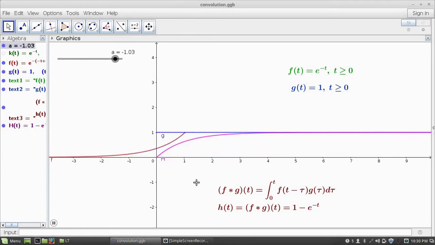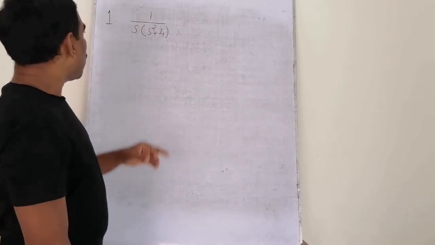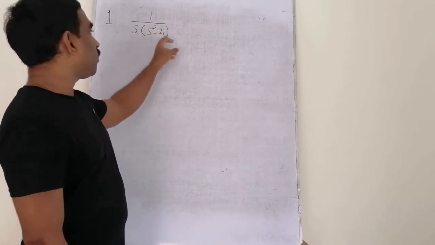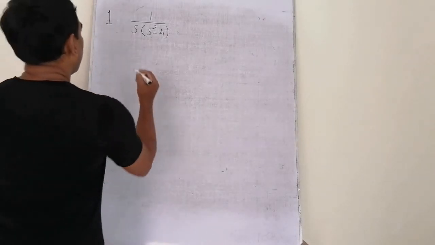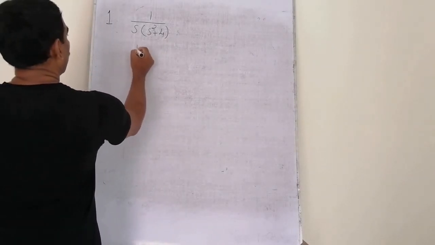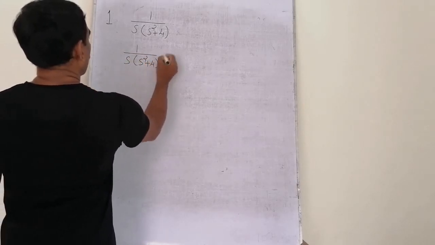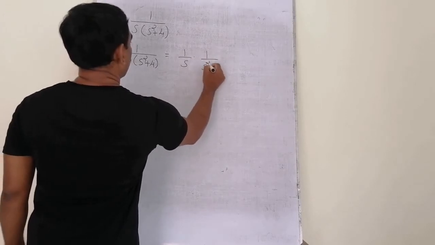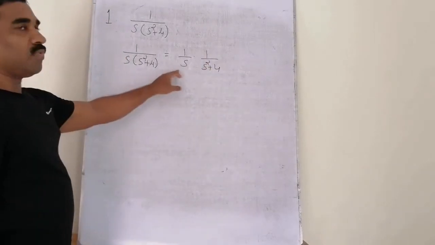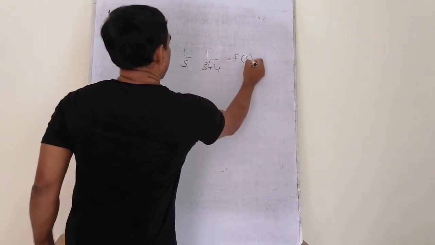Consider the problem of finding the inverse Laplace transform of 1 by s into (s square plus 4) using the convolution theorem. First of all we can factorize this expression 1 by s(s square plus 4) as 1 by s into 1 by (s square plus 4). Let us take the first function as F(s) and the second as G(s).